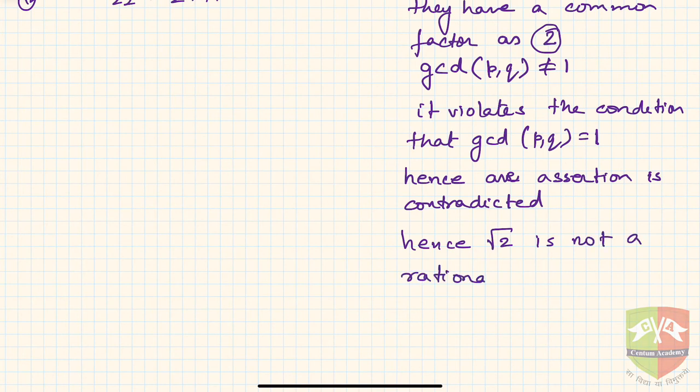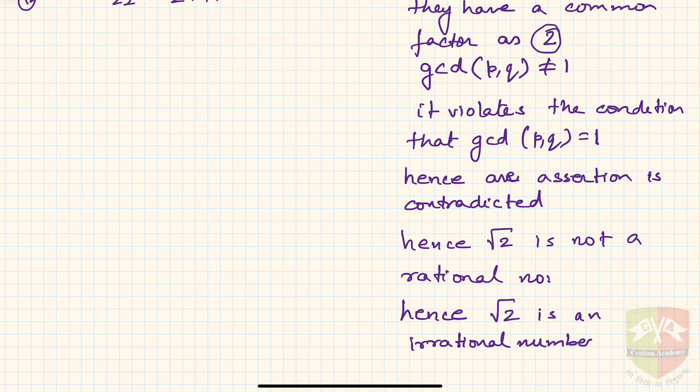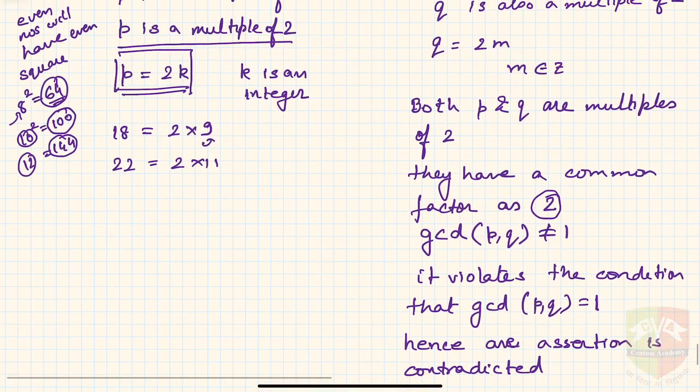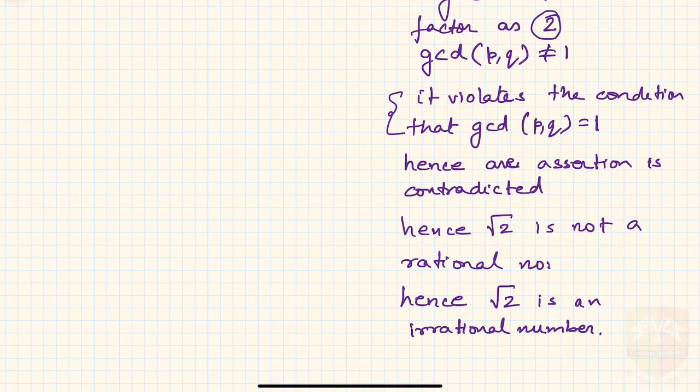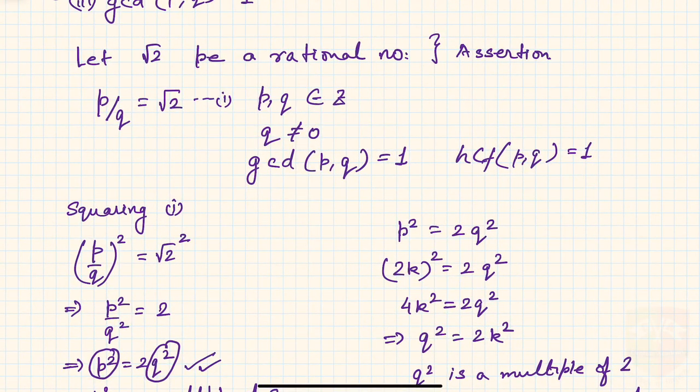And we know that if something is not a rational number, it will definitely be an irrational number. Hence, we say root 2 is an irrational number. Okay, so we just proved that one of the conditions is not getting met. Hence, it contradicts our assertion, and hence whatever we had assumed, that root 2 is a rational number, is wrong, and hence root 2 has been proven as an irrational number.